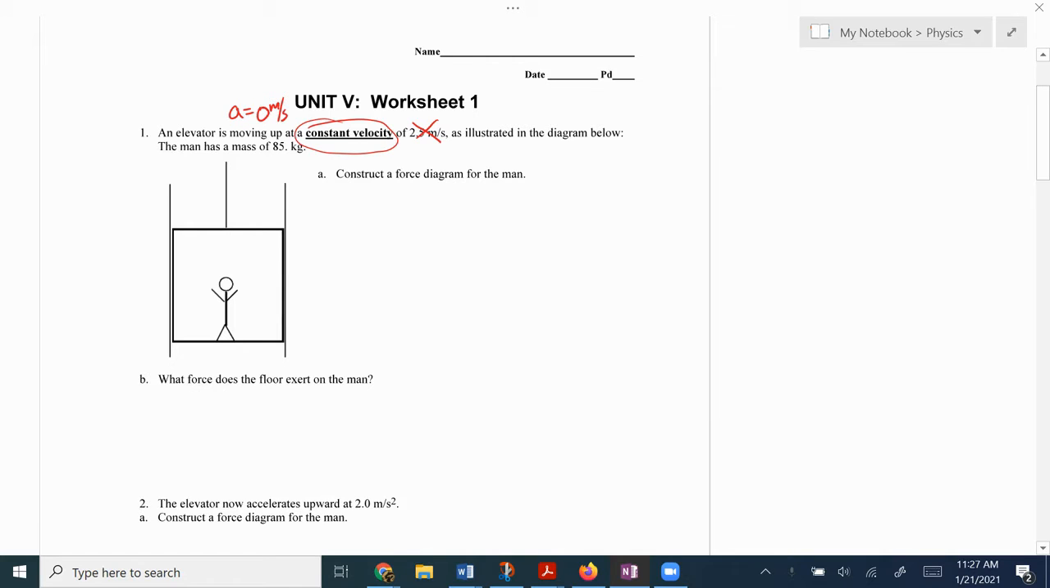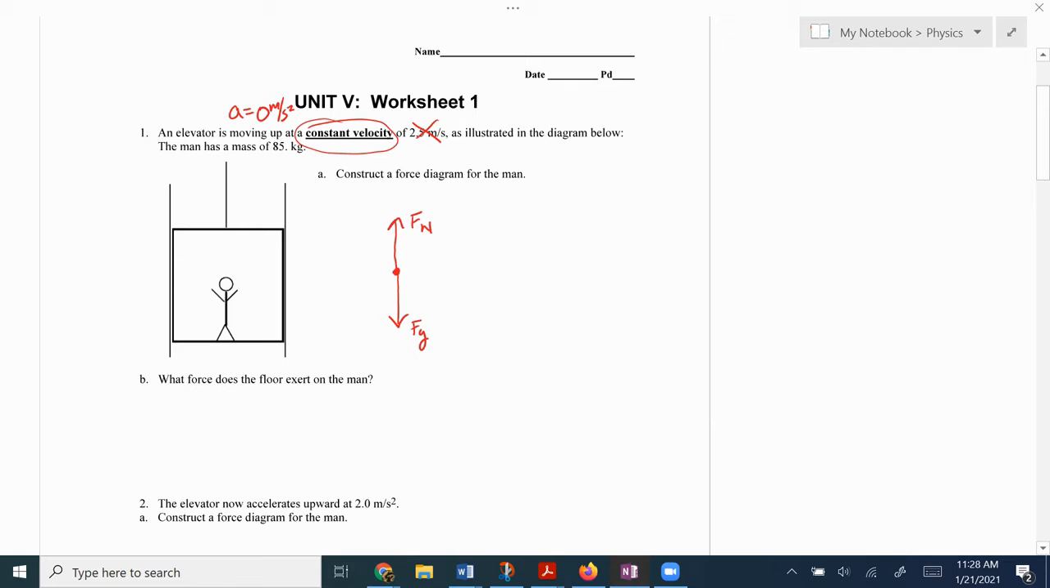The first thing it says is construct a force diagram for the person in the elevator. Obviously the person in the elevator is going to have the force of gravity acting on them, and then the normal force, the force of the floor pushing up against them, is going to be there as well. Those are going to be equal to each other because they're moving at a constant speed, so the net force would need to be 0.